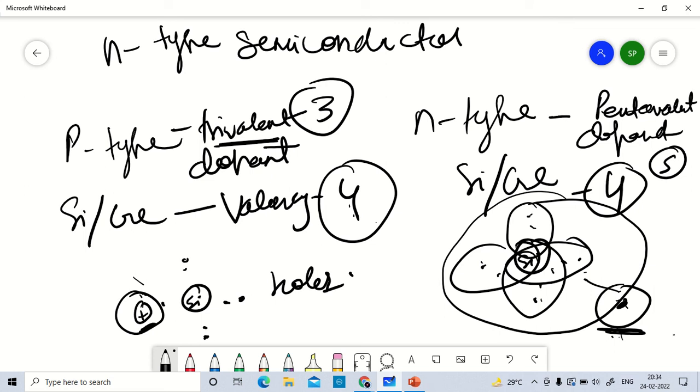As a result, the ionization energy required to set this electron free is very small. Even at room temperature, it will be free to move into the lattice of the semiconductor, because this is not bonded very strongly. It is just weakly bound to the parent atom. Even with little energy, at room temperature this electron will cross the band gap Eg and go to the conduction band from the valence band.